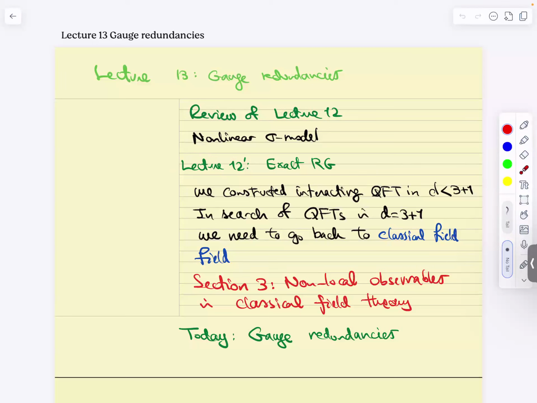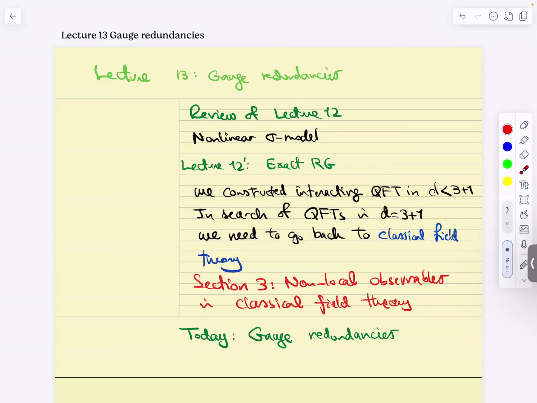We talked about nonlinear sigma model. So what was the story? The story is that we've constructed interacting quantum field theories in dimensions less than 3 plus 1. In search of quantum field theories in D equals 3 plus 1, we are going to go back to classical field theory and learn about another class of theories that we have not really considered.